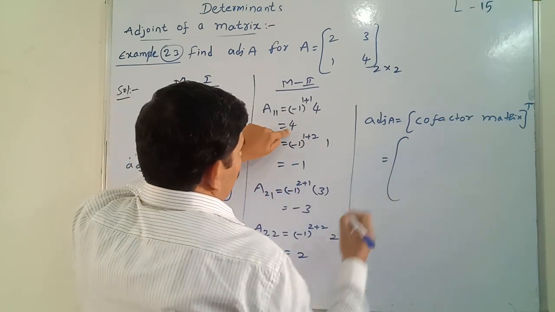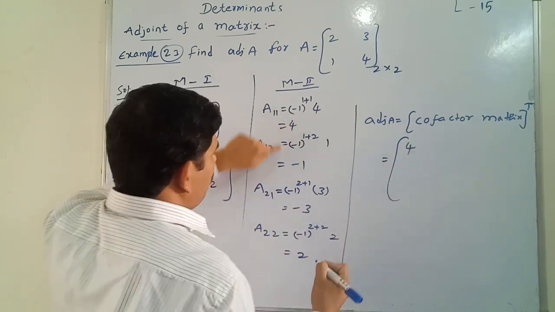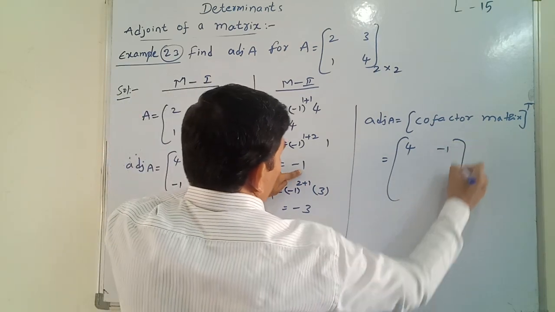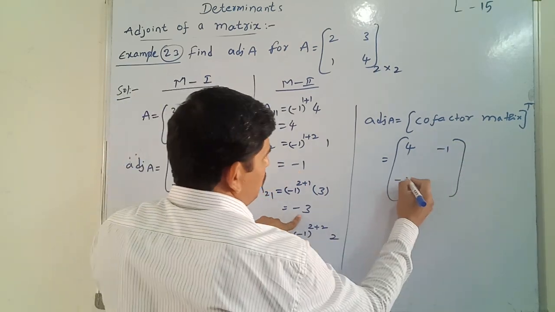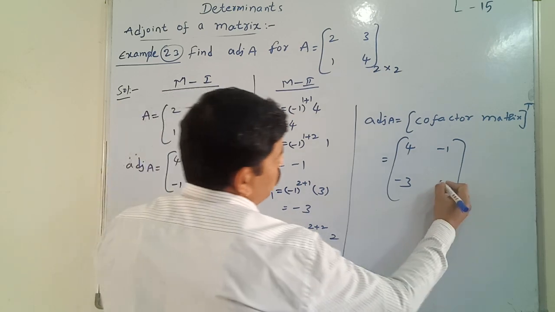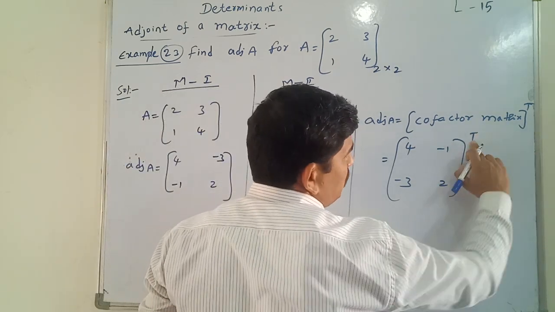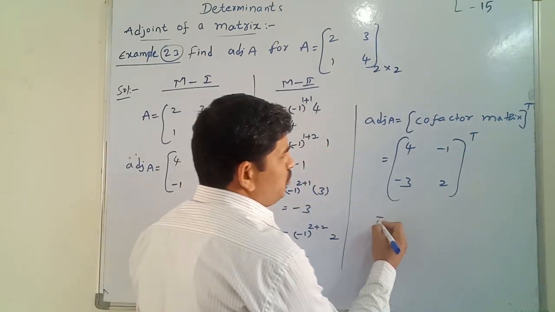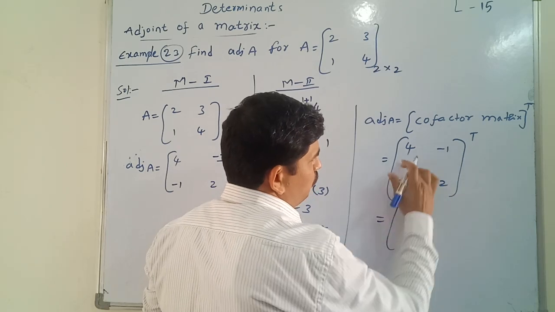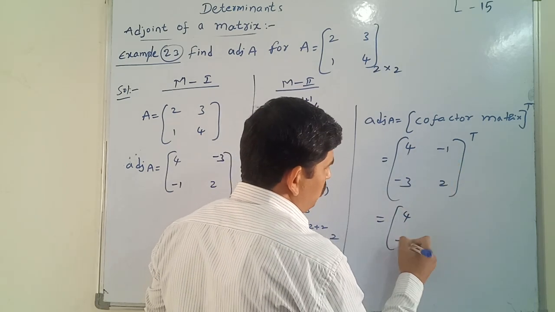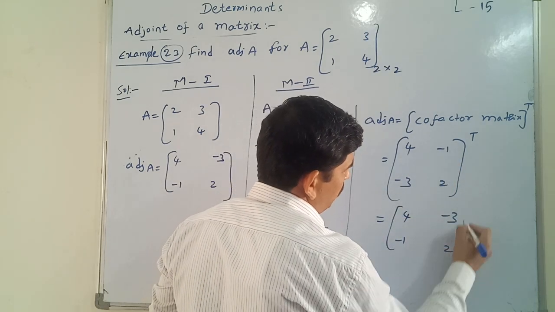So A11, in the order only we have to write A11, after that A12 is minus 1. Next one is A21, minus 3. Again A22 is 2. And whole transpose, remember this. Whole transpose means we are changing the rows as columns. First row first column and second row second column.